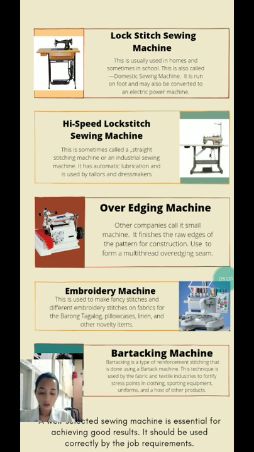Machine embroidery is an embroidery process whereby a sewing machine or embroidery machine is used to create patterns on textile. So, the difference of the two is that the over edging machine, from the word edging, finishes the raw edges of the pattern for construction.